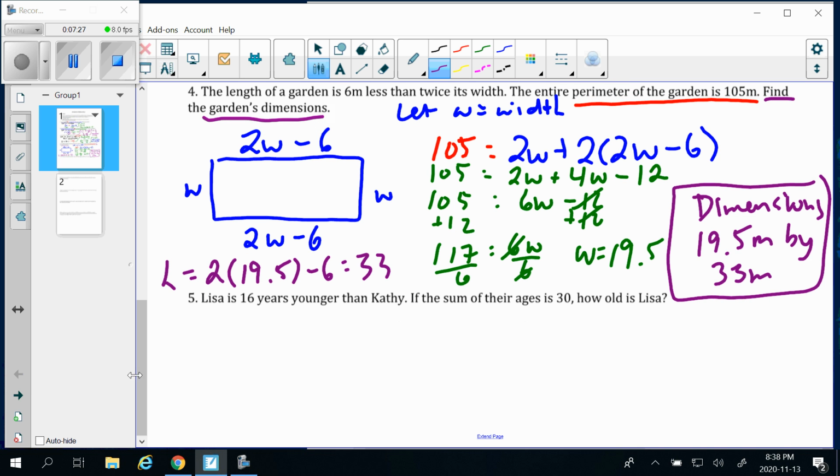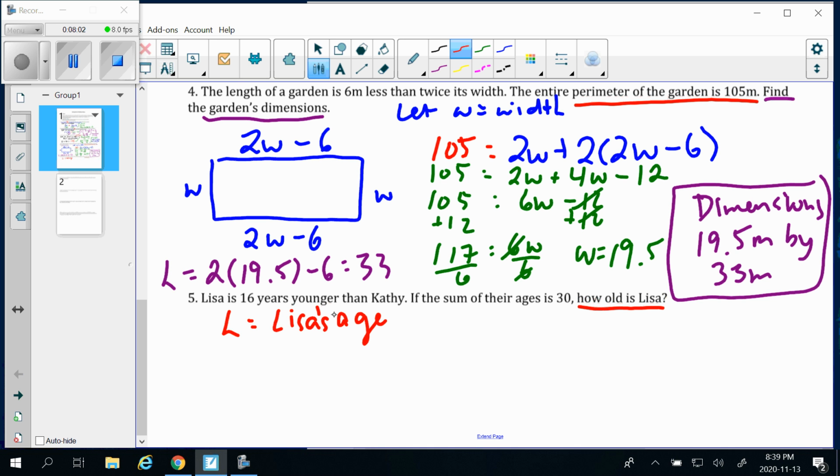Question 5. Lisa is 16 years younger than Kathy. If the sum of their ages is 30, how old is Lisa? So which one should we set the variable to? And the answer is, in the end, it shouldn't matter, but sometimes one way is easier than the other. By default, usually students will set L to be Lisa's age instead of K to be Kathy's age, just because that's what you're trying to find in the end. So let's see how this works out for us.